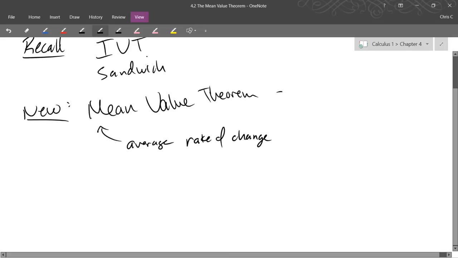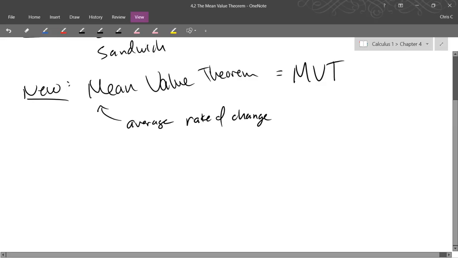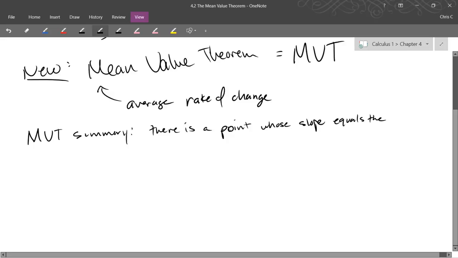So of course we're going to be lazy. We're going to call it MVT. And this describes something about the average rate of change. It's a lot like the intermediate value theorem, except it tells you there's a point whose slope matches the average rate of change. So that's what the mean value theorem says. If I read a really fast summary, there's a point whose slope equals the average rate of change.